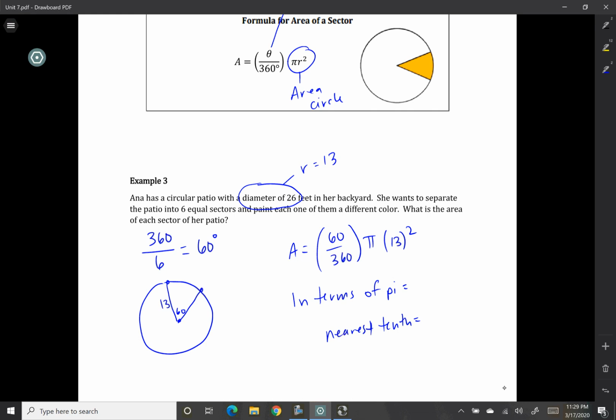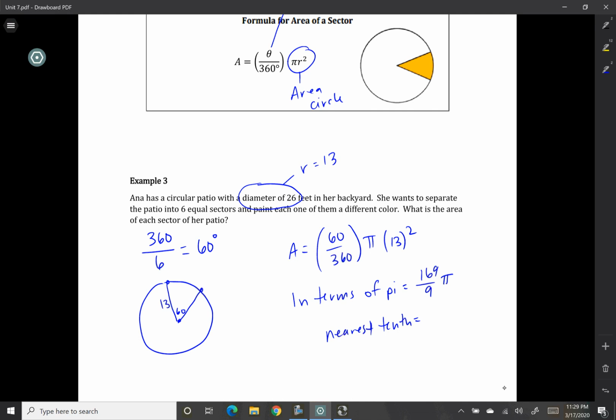So 60 divided by 360 times 13 squared. It's going to be a decimal. Hit math, enter, enter. It's going to be a nasty fraction. That's fine. 169 over 9 pi. Remember, to get a decimal to a fraction in your calculator, just hit math, enter, enter.